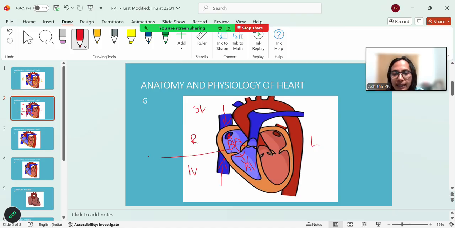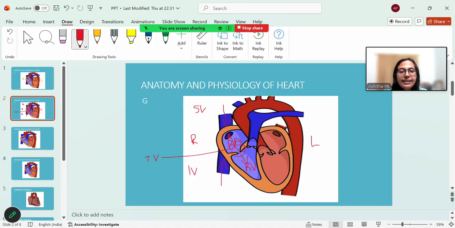This is the tricuspid valve. What is the function of this tricuspid valve? Like the function of a valve, it acts to prevent backflow of blood from the right ventricle to the right atrium.